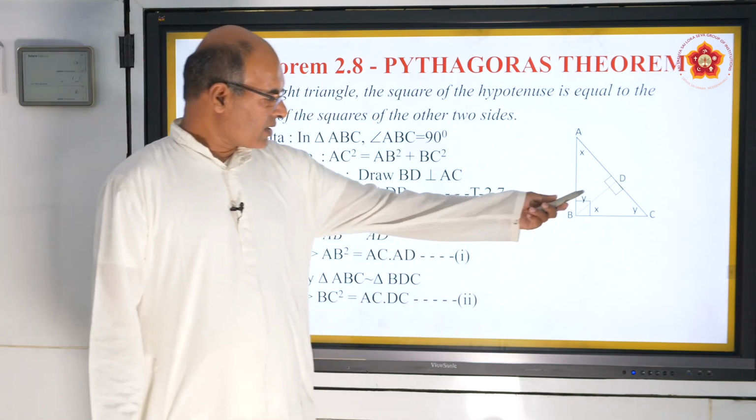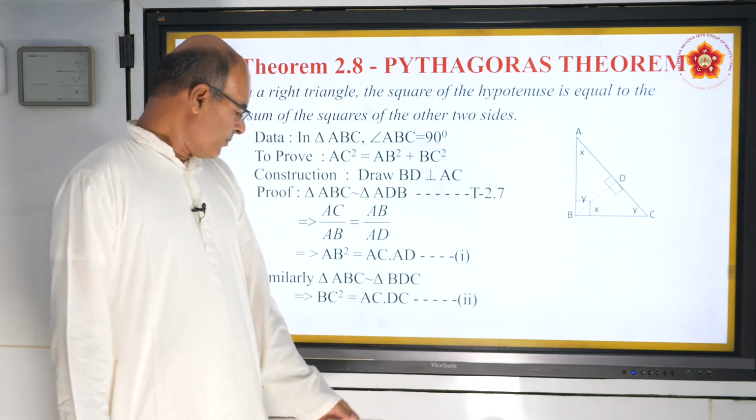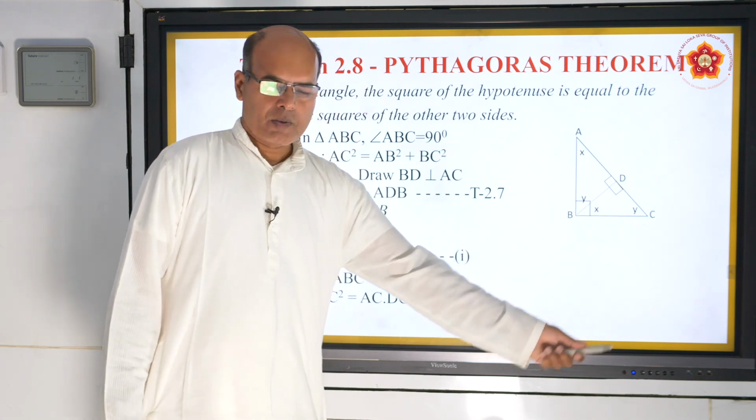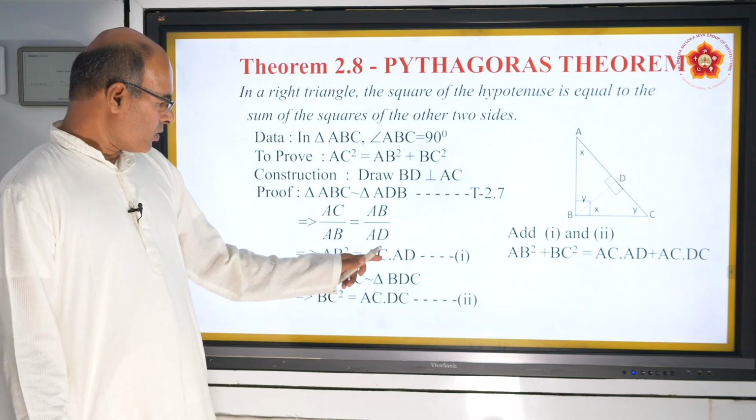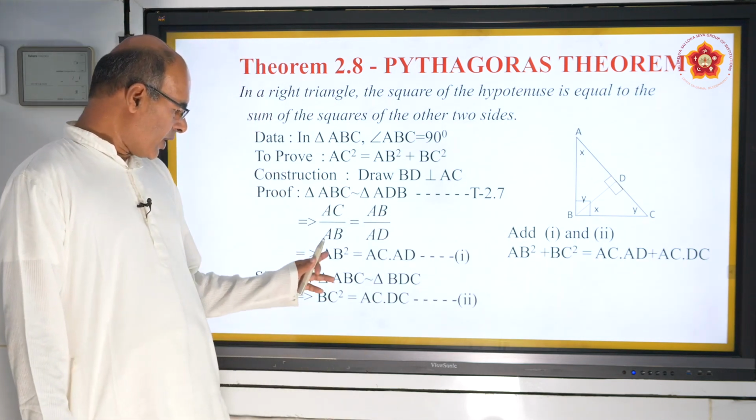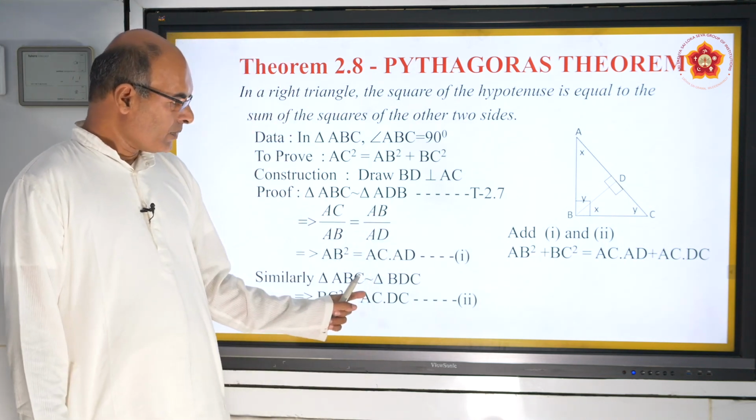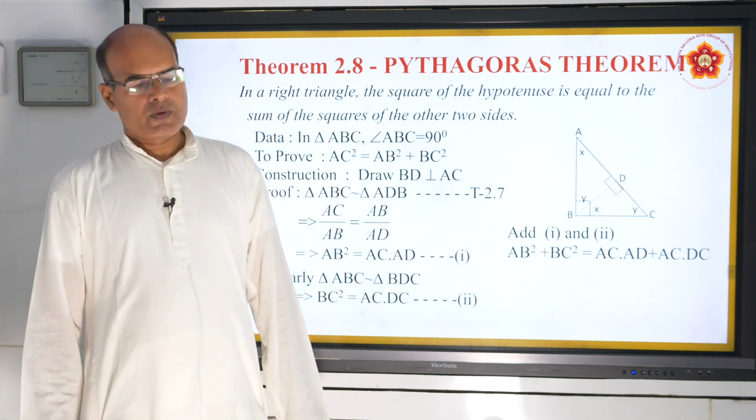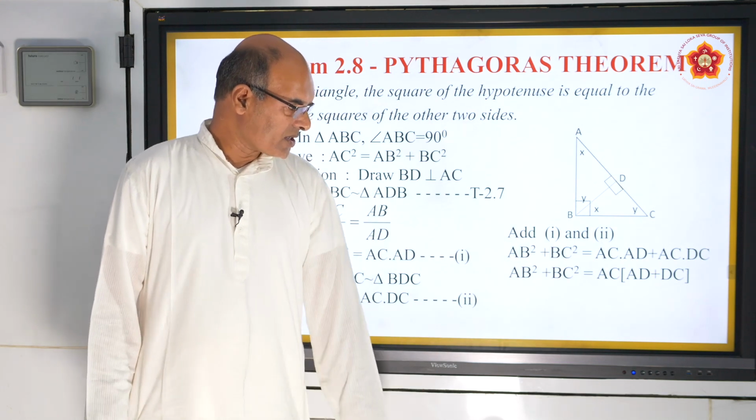Similarly, if I consider triangle DBC and triangle ABC, we can write BC square is equal to the full hypotenuse and the part of the hypotenuse which is nearer to BC. So add these two equations. On the left hand side we have AB square plus BC square. On the right hand side, AC into AD plus AC into DC. So factorize, take AC as a common factor, you get AD plus DC.